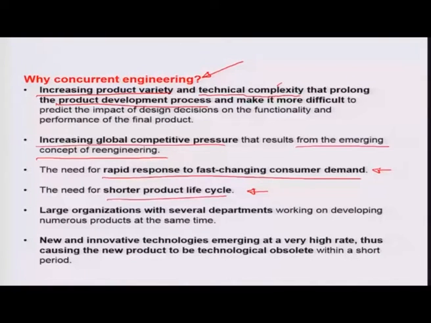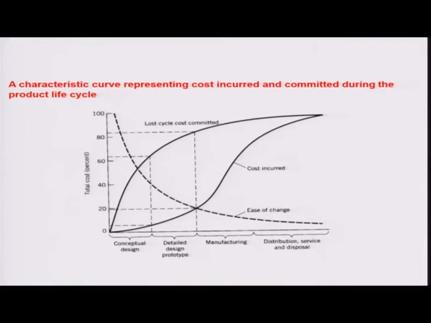Large organizations with several departments work on developing numerous products at the same time. If they do it in a concurrent manner, their efforts can be more focused. Obviously, new and innovative technologies are emerging at a very high rate, causing new products to be technologically obsolete within a very short period. As I told you about the short life cycle of the product, that is another reason why concurrent engineering helps to beat the competition in this kind of complex environment. So, these are some of the reasons why concurrent engineering is the need of the day.